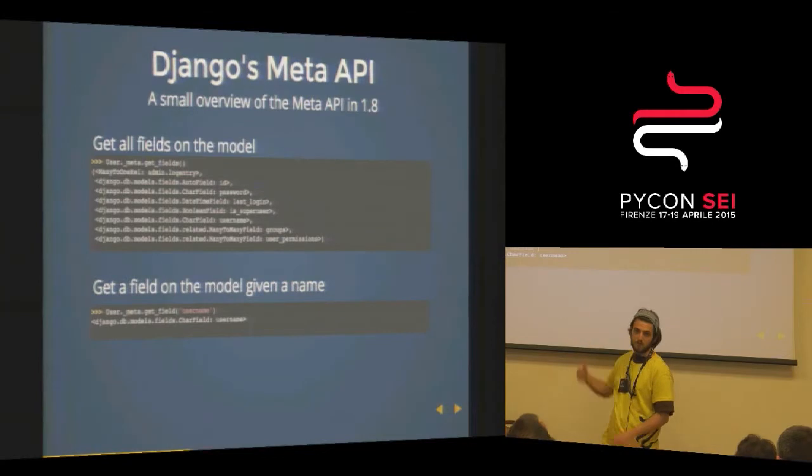So those are reverse fields. Reverse fields are fields that don't really exist. They're not concretely implemented on a database, but they are, let's say, consequences.